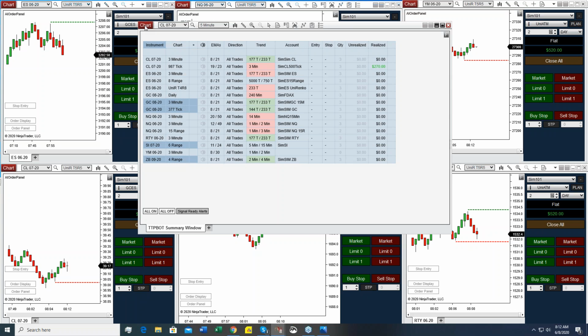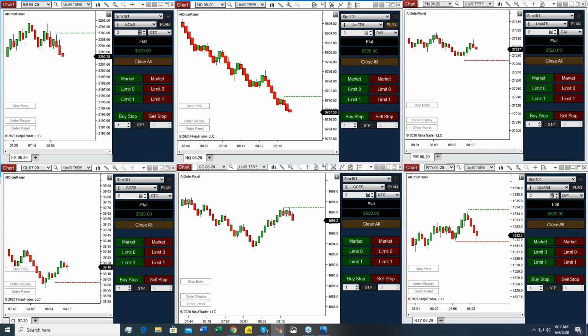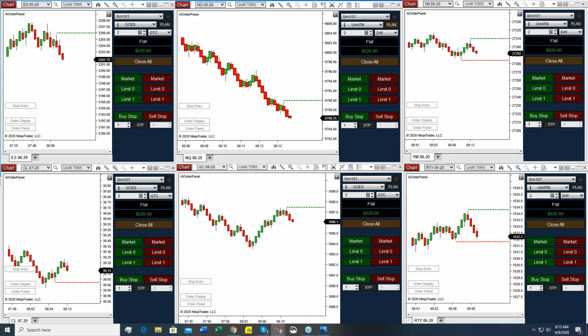For my trials, this is our summary window for the robots. NASDAQ can now work down to 75.